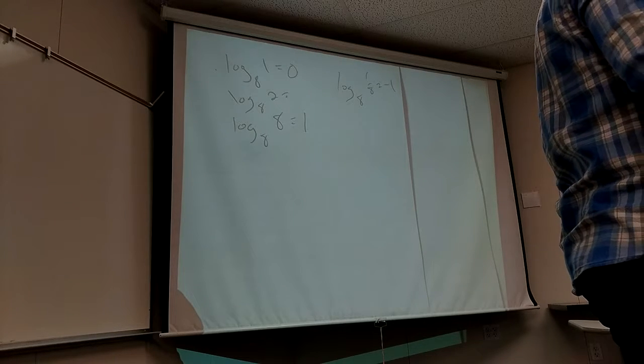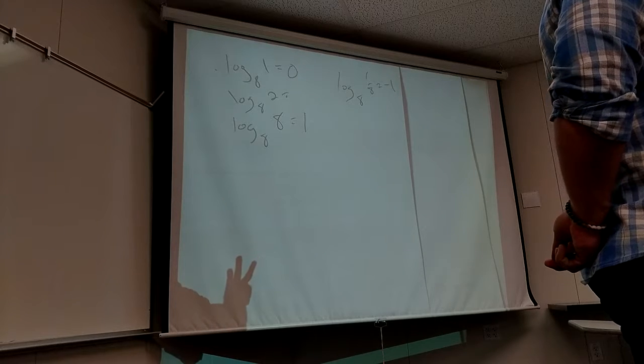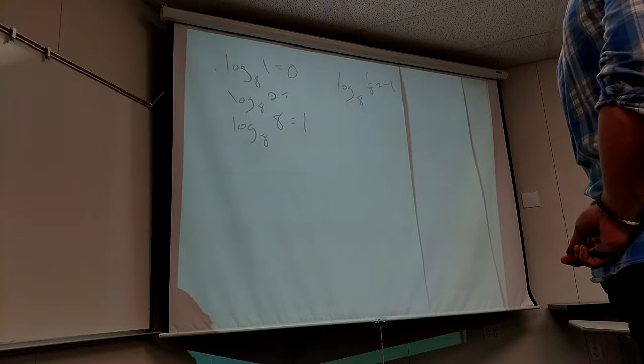No, wait. What do you do to 2 to make it become 8? What power? You use the 3rd power. So how do you make it go backwards? 1/3 power. To make 8 become 2 again. So the answer to this is 1/3.